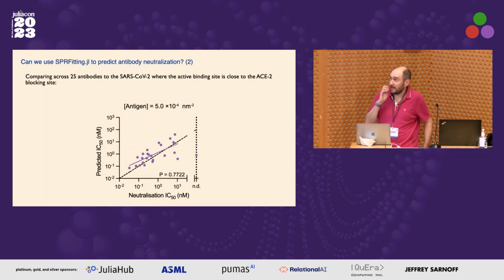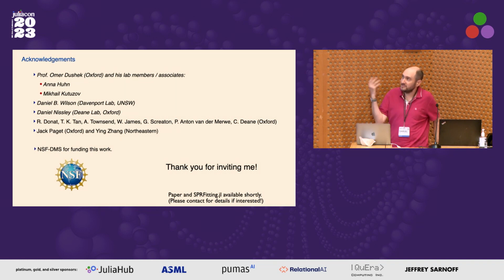So let me just end with one last graph. Here's a broader panel that my collaborators ran, where they looked at a panel of 25 different antibodies where the binding site is close to the ACE2 blocking site. And in this case, we see quite good agreement between what's predicted from the SPR fit and the estimated parameters, and then the neutralization prediction out of the model using the estimated parameters compared to what's measured experimentally.